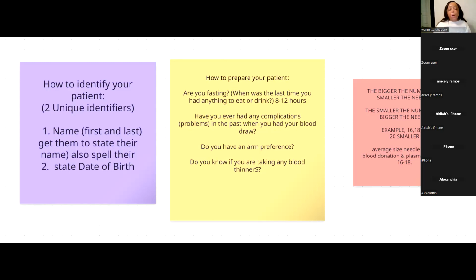So that is how to identify your patient. Over here in this little pink sticky note, we talked about the needle. The bigger the number, the smaller the needle. The smaller the number, the bigger the needle. Example, 16, 18, 20. 20 is the smallest. The average size needle to use for average people is 22 and 21. For blood donation and donating plasma, they use bigger needles, which is size 16, 17, or 18.